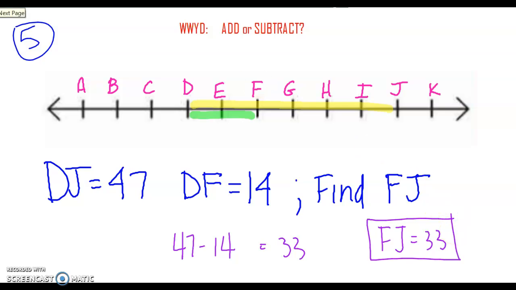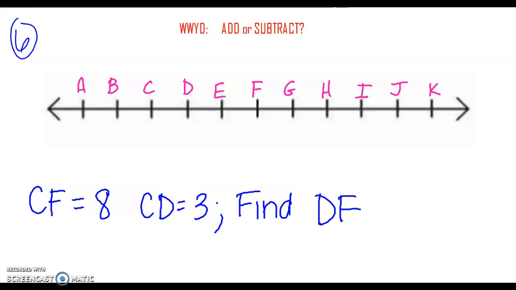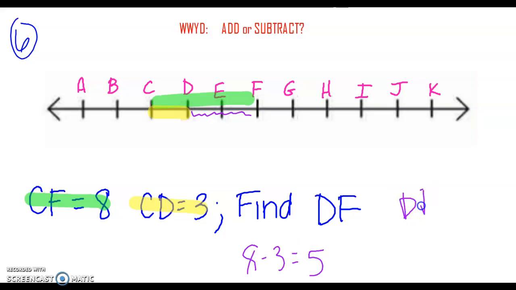Okay, the rest of them didn't have any highlighting. So let's take a look at how those operate. So CF, let's go ahead and highlight. CF is 8. So here is CF. CD is 3. Overlapping, right? You see the overlap? We're asked to find DF, which is this smaller segment down here. So again, my highlighted colors are overlapping, so you're going to subtract according to our rules, and you find that DF equals 5.